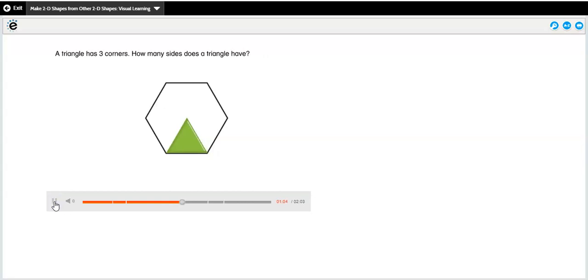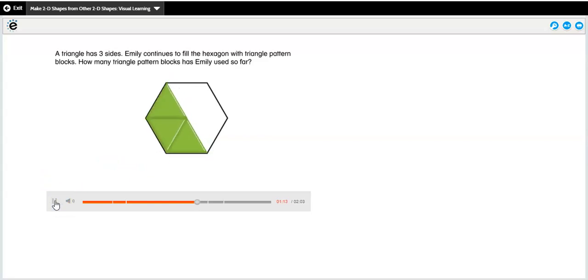How many sides does a triangle have? Let's count. 1, 2, 3. A triangle has 3 sides.